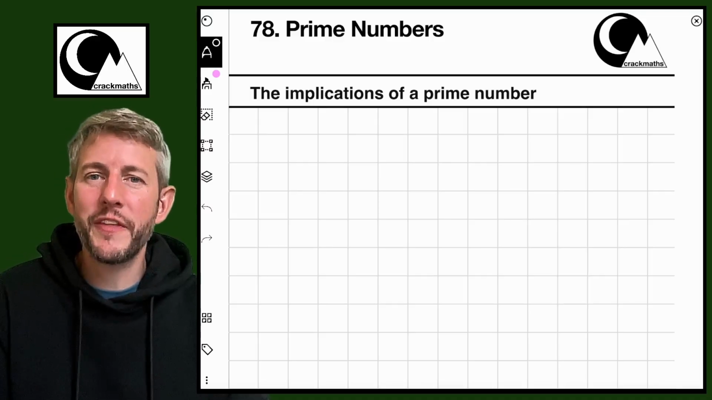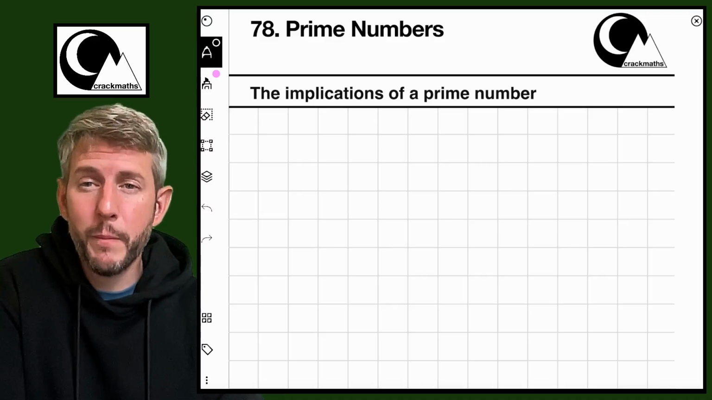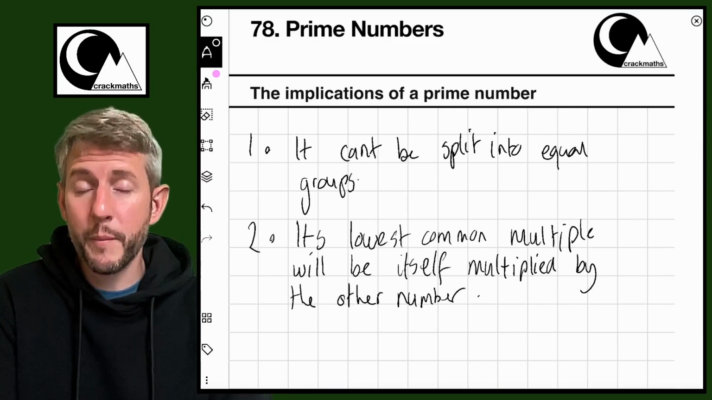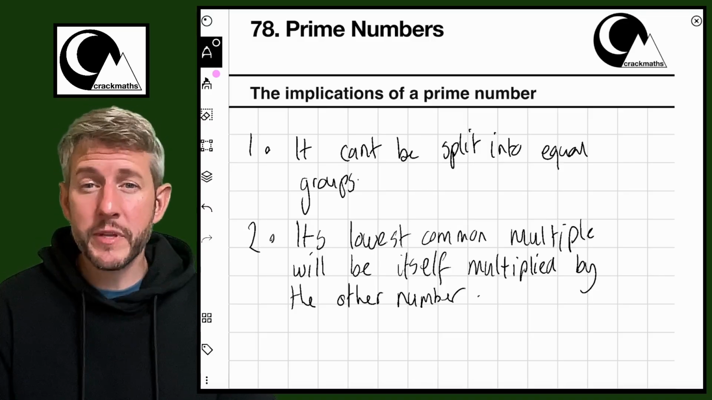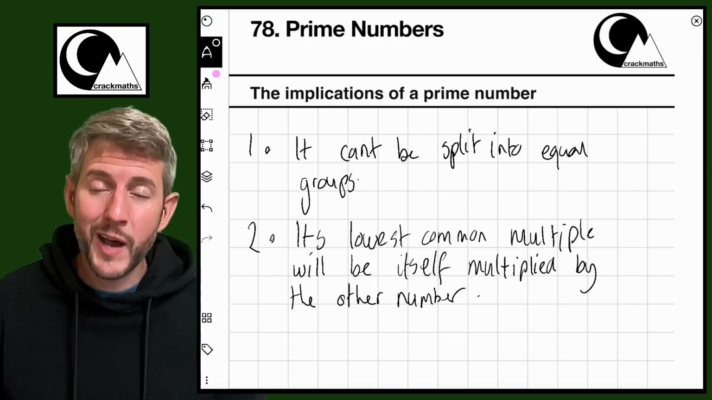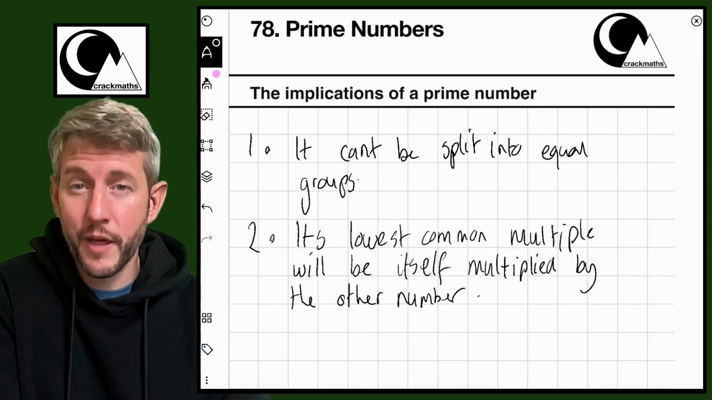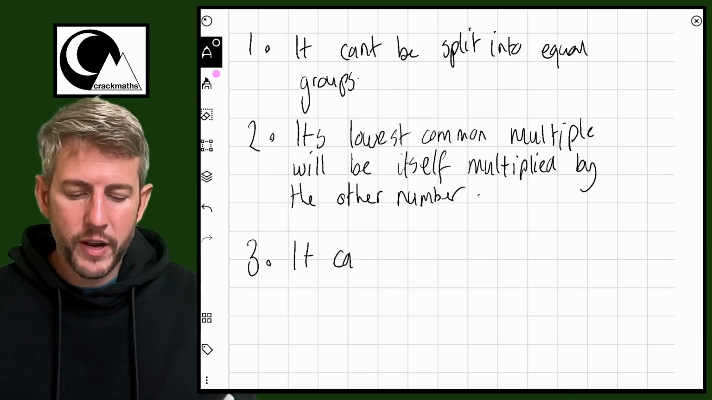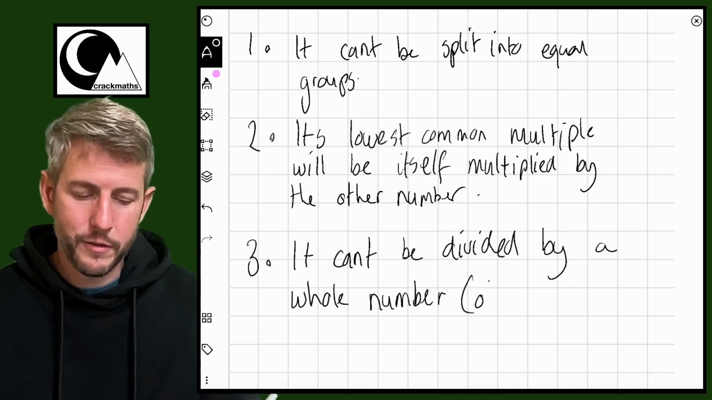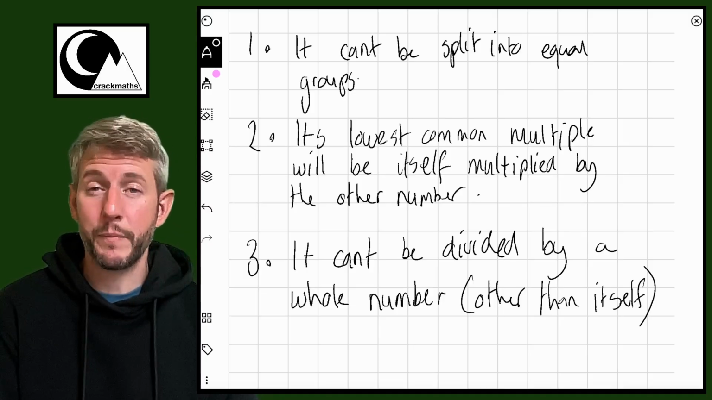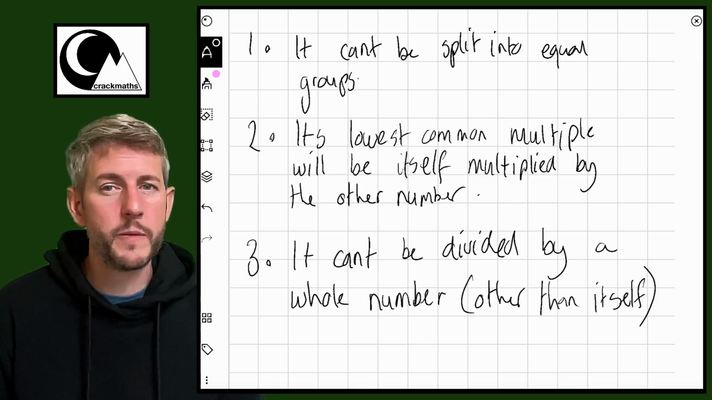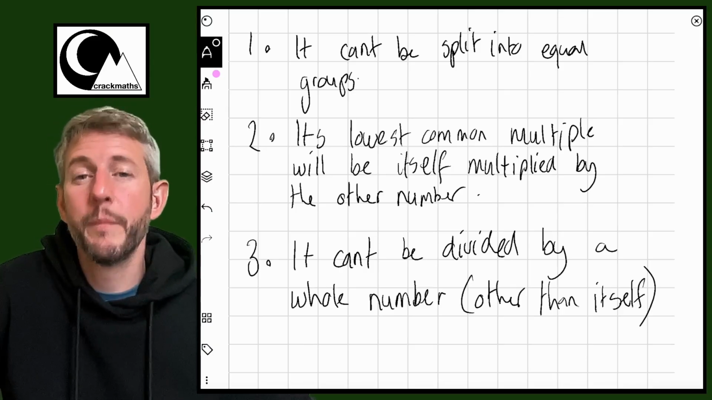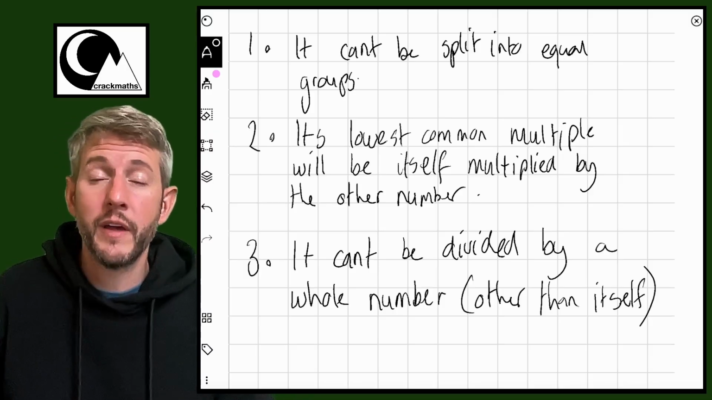The next part, we're just looking at the implications of a prime number. We sort of covered this already. The implications of a prime number are: 1, it can't be split into equal groups, which we sort of covered; 2, its lowest common multiple will be itself multiplied by another number; and 3, the really obvious one, it can't be divided by a whole number other than itself. So here we've got 3 key implications: 1, it can't be split into groups; 2, its lowest common multiple will be itself multiplied by the other number; and 3, it can't be divided by a whole number other than itself.